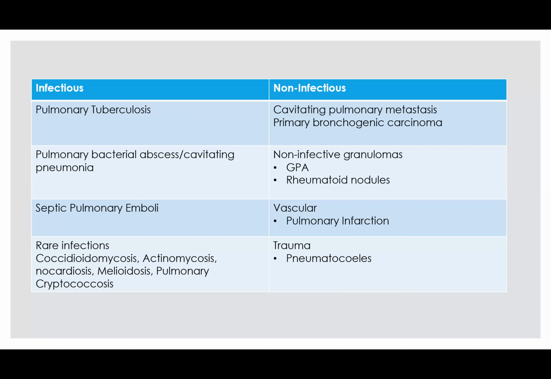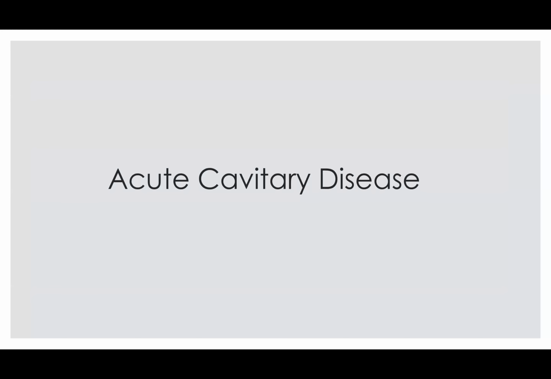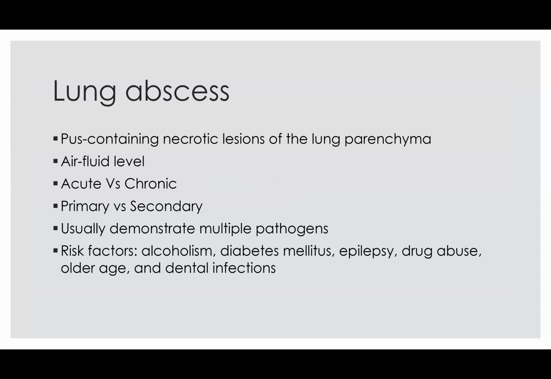trauma. In terms of infectious etiology, again, many infectious diseases, but common and important in our setting would be pulmonary tuberculosis, pulmonary bacterial abscess with cavitating pneumonia, septic pulmonary emboli, and other rarer infections like coccidioidomycosis, actinomycosis, which Leo discussed in last week's talk, nocardial infection, melioidosis, and pulmonary cryptococcosis. So we'll discuss causes of acute cavitary disease now, and the first one we'll discuss is lung abscesses.